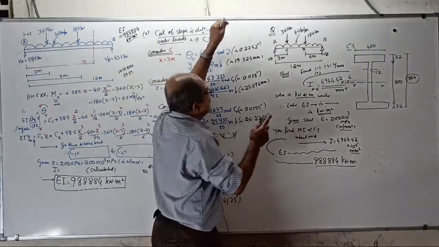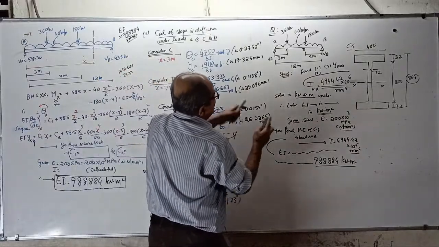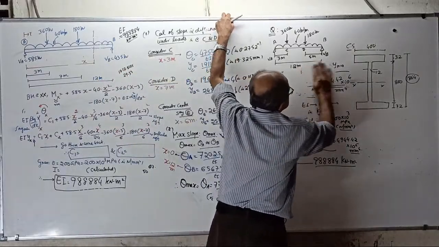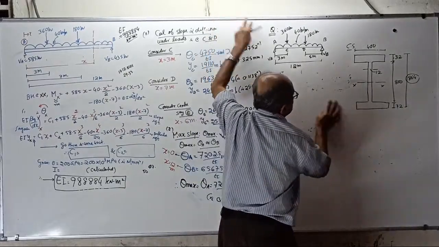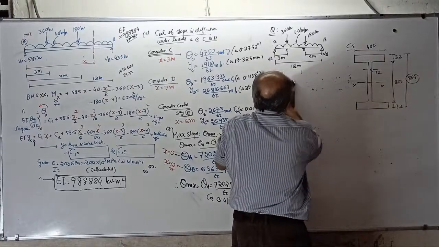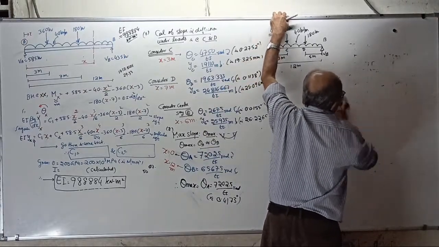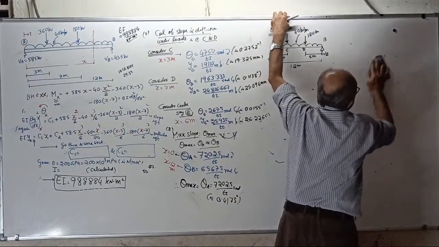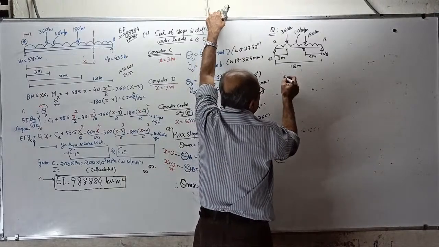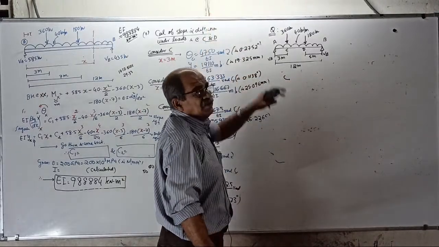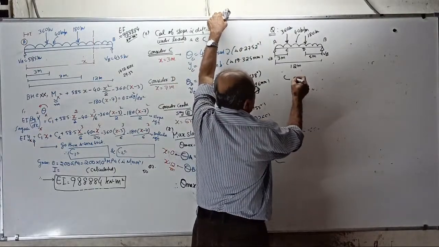Now I will remove everything. Nothing is required, even the cross section is not required now, because everything is over. Now start the solution. Continue for the double integration method or Macaulay's method. Now, solution 1.